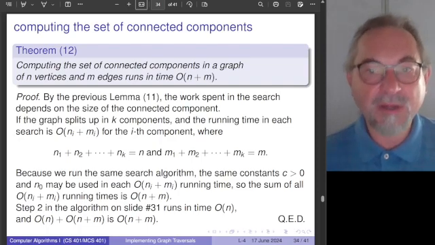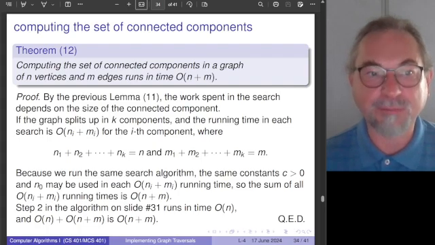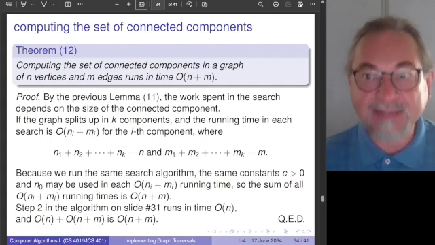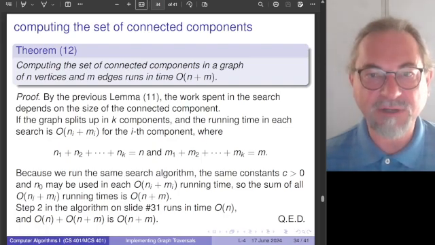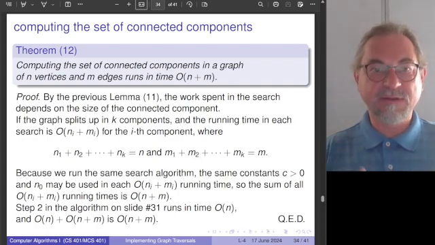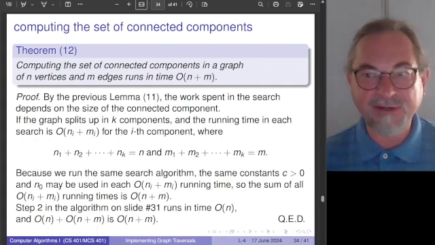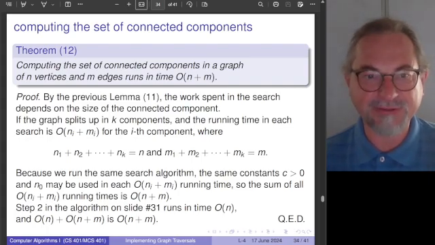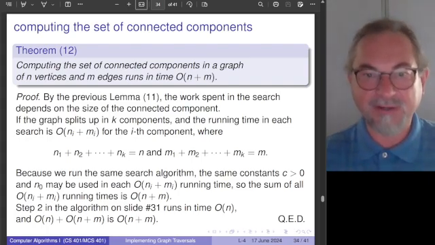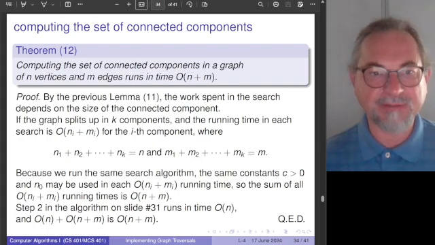Okay, here it is. You see that computing the set of all connected components runs in the same time as the graph traversal. So in some sense, this is a surprising theorem. The worst case is of order n plus m. All right. I should have stated this. So the lemma seemed rather straightforward and kind of so what, but it actually means that the work that you spend depends on the size of the connected component.